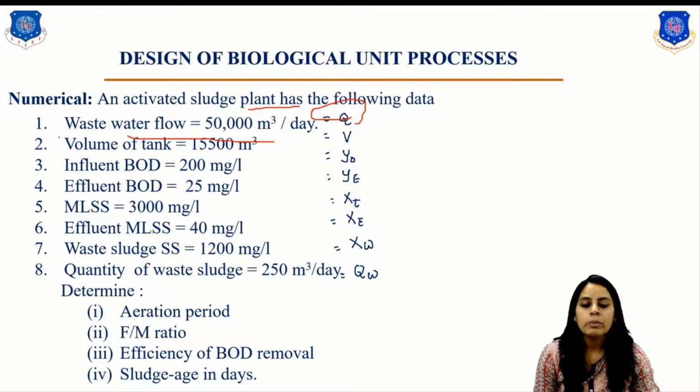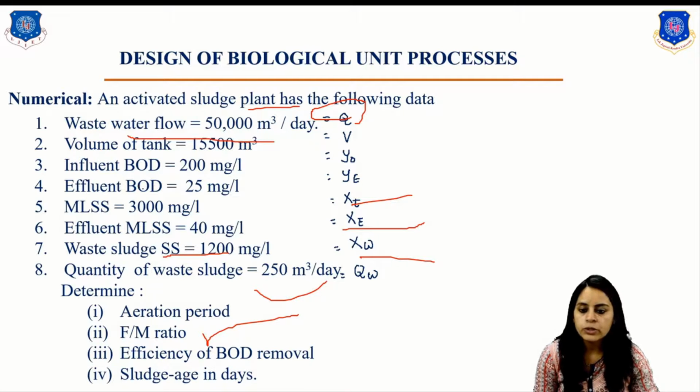Then MLSS, mixed liquor suspended solids, XT, is 3,000 mg per liter. The effluent MLSS, XE, is 40 mg per liter. The waste sludge SS, XW, is 1200 mg per liter, and the quantity of this waste sludge, QW, is 250 meter cube per day. We need to determine the aeration period, the F by M ratio, the food to microbe ratio, the efficiency of BOD removal, and the sludge age in days.